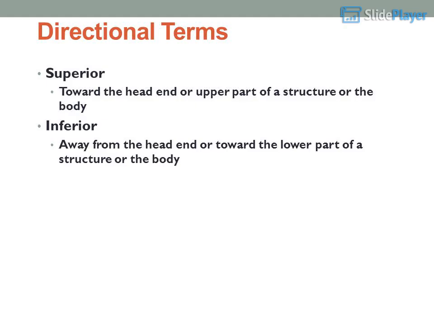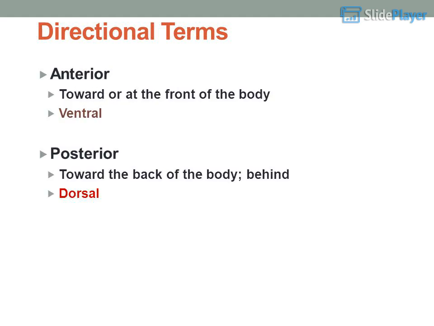Directional terms. Superior: toward the head end or upper part of a structure or the body. Inferior: away from the head end or toward the lower part of a structure or the body. Anterior, or ventral: toward or at the front of the body. Posterior, or dorsal: toward the back of the body, behind.